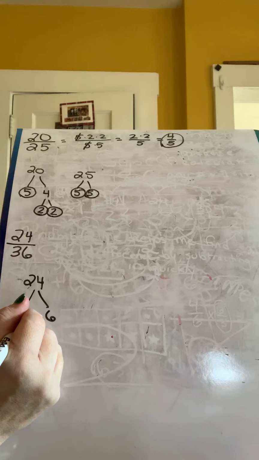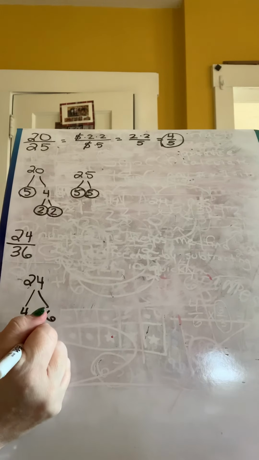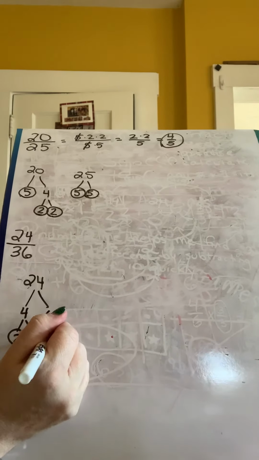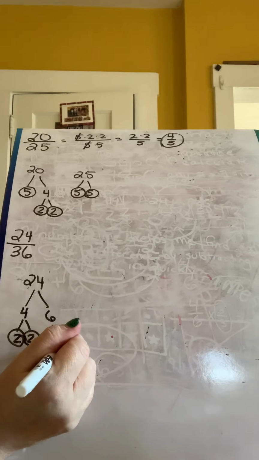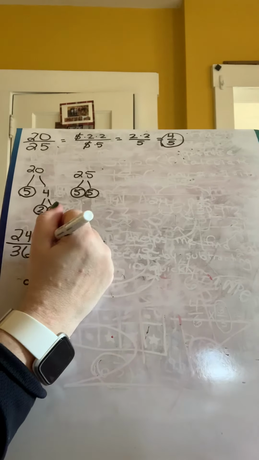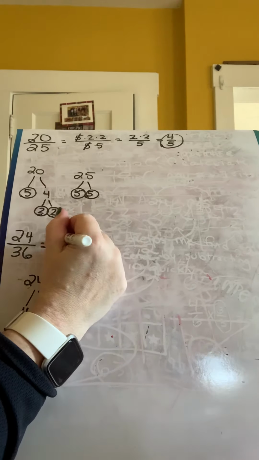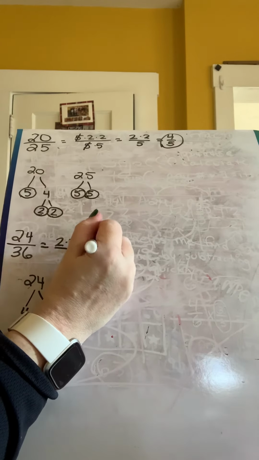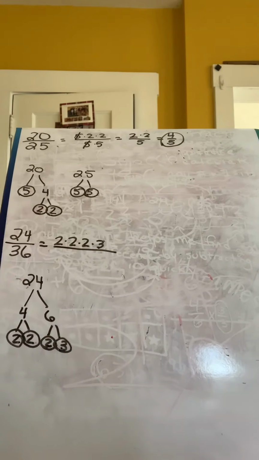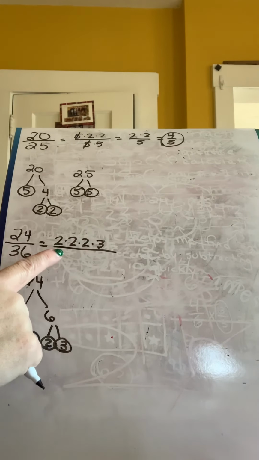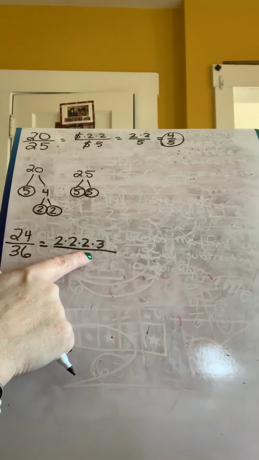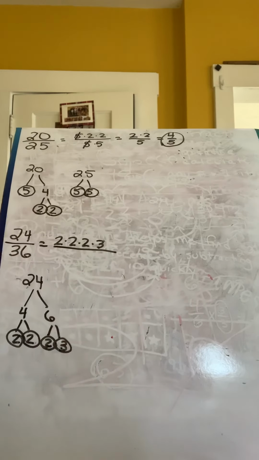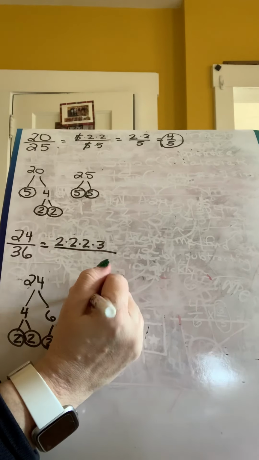Okay. 4, not prime, it's composite, but it breaks into 2 times 2. And 6 breaks into 2 times 3. So I know for 24, my prime factorization is 2 times 2 times 2 times 3. And again, I'm going to check this before I just move on and forget about it. 2 times 2 is 4. 4 times 2 is 8. 8 times 3 is 24. Super.